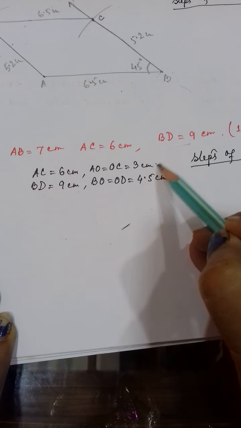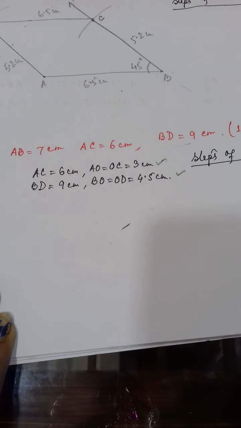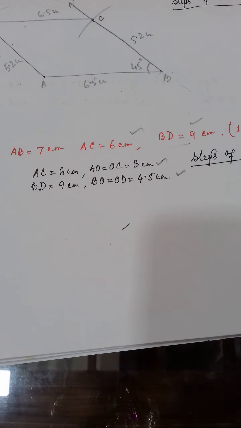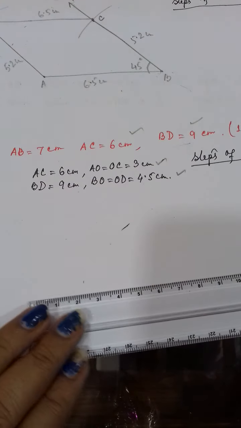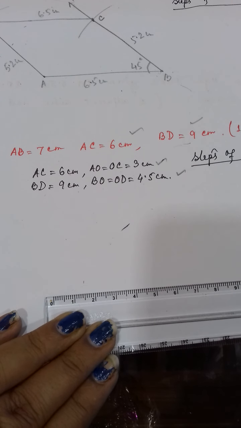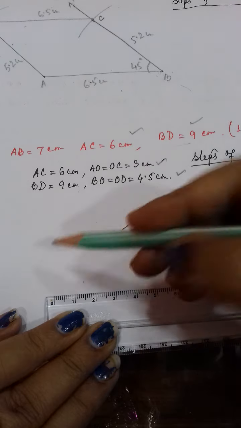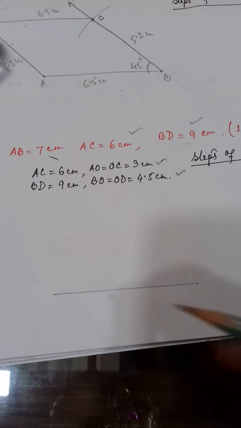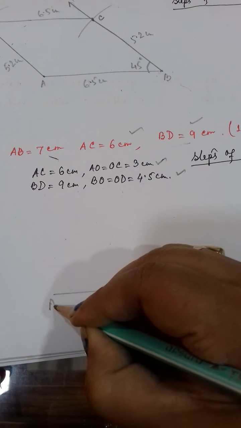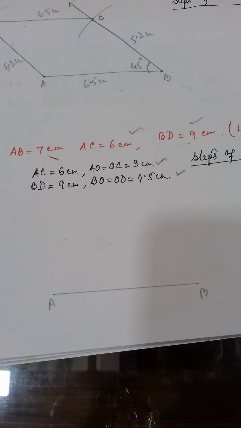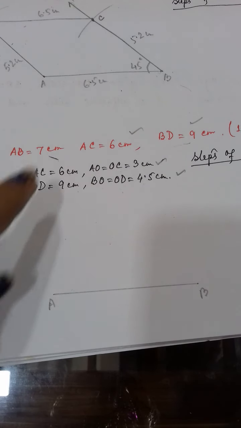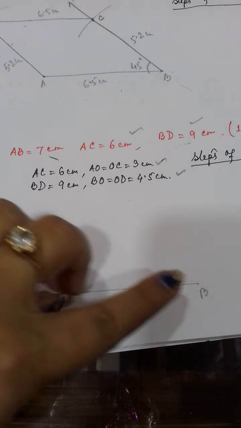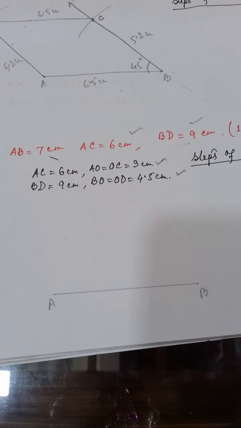So these are the two diagonals whose midpoints you have got. Now one line segment is left. Now you draw the baseline with this line segment. Clear? AB is 7 centimeter. A, B. Clear? Now you have to construct first these midpoints. Means AO and BO first you have to construct.